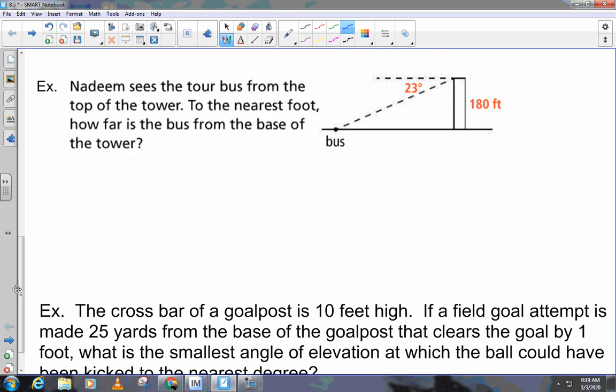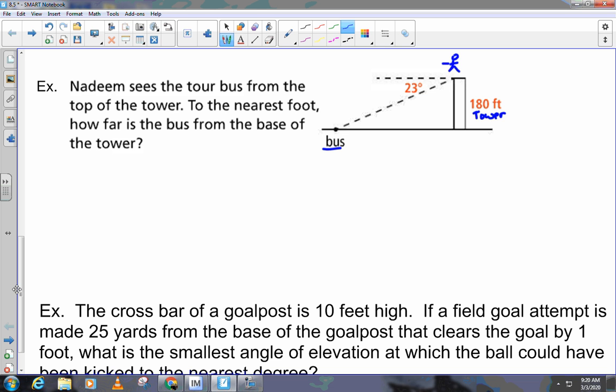Nadine sees the tour bus from the top of a tower. To the nearest foot, how far is the bus from the base of the tower? Okay, so here is Nadine. This right here is a tower. And here is my bus, all right? It says she sees a tour bus from the top of the tower. To the nearest foot, how far is the bus from the base of the tower?